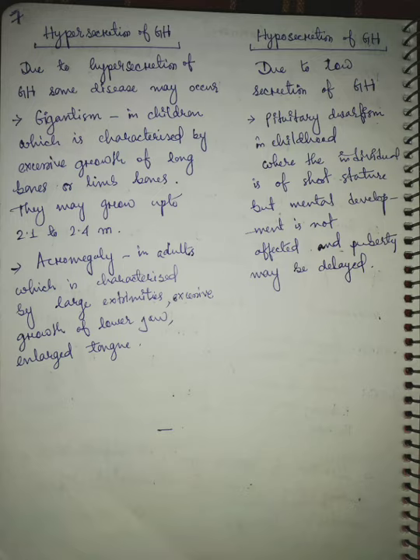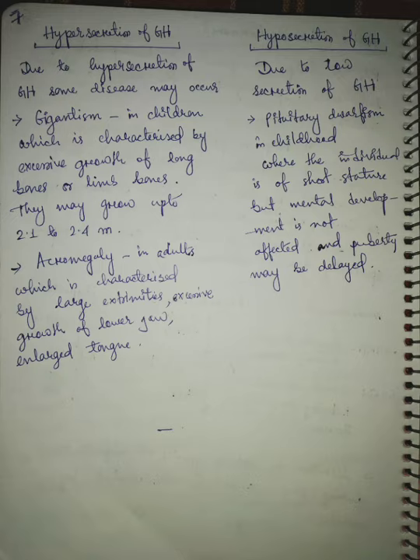hypersecretion and hyposecretion of growth hormone. When growth hormone is releasing more than enough, it is called hypersecretion, and when it releases a very small amount of growth hormone, it is called hyposecretion. Hypo means very low. Due to hypersecretion, due to lots of secretion of growth hormone, there may be some diseases. In childhood it is called gigantism, and in adults it is called acromegaly.